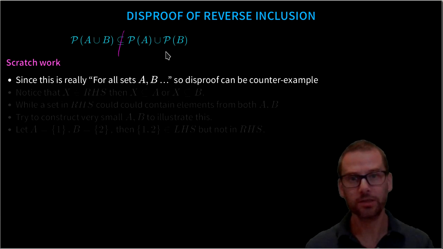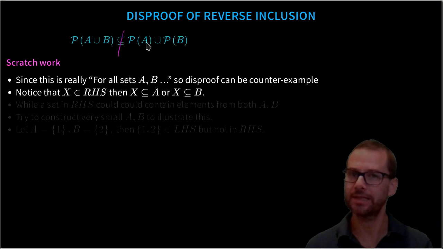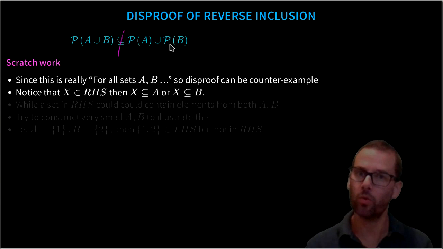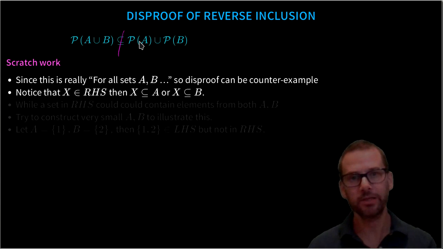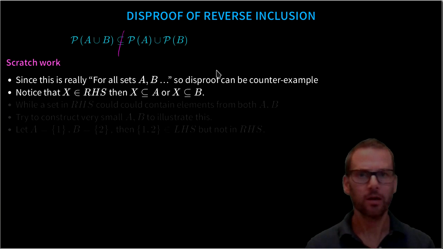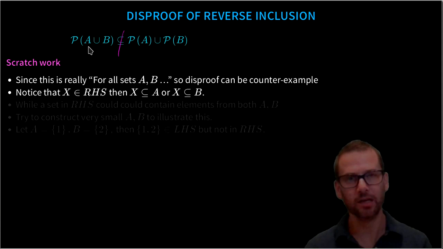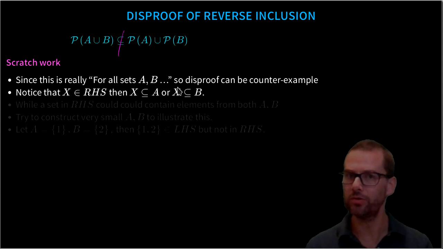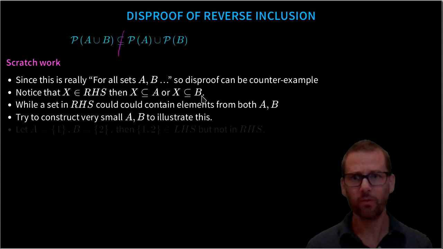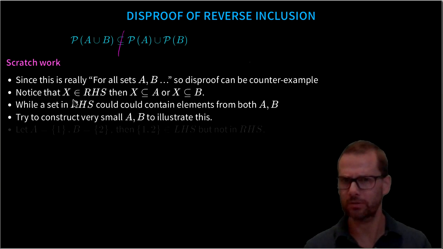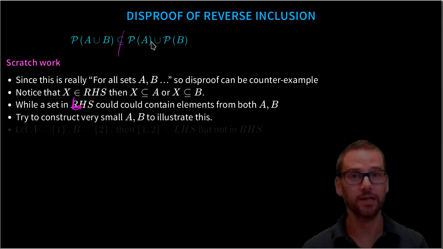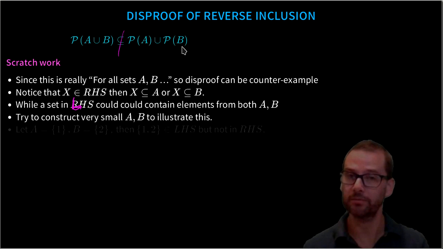So notice the right-hand side here. If we pull something out of the right-hand side, it's either an element of the power set of A or an element of the power set of B, which means it's a subset of A or a subset of B. On the other hand, when we pull something out of this side, it's a subset of A union B. So hold on, that should be an L for left-hand side. So when we pull something out of the right-hand side, it's either in the power set of A or in the power set of B.